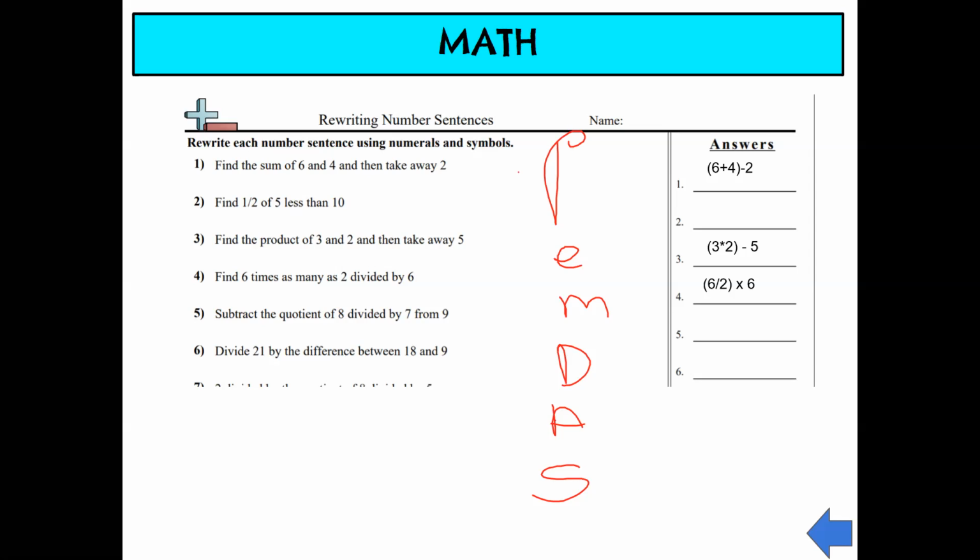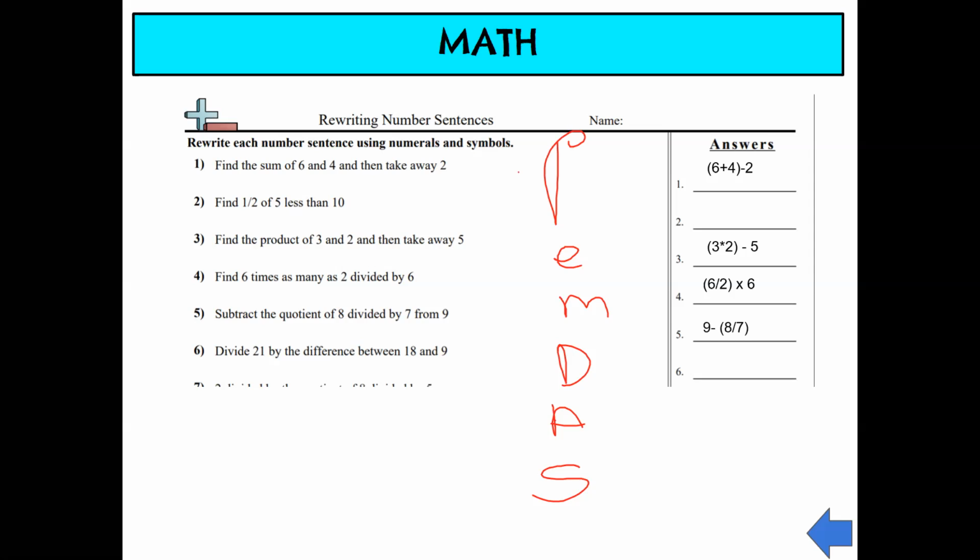Now let's look at number 5. Number 5 says subtract the quotient of 8 divided by 7 from 9. So again, we are dealing with words that let us know what we need to do first. So quotient of 8 divided by 7 means we need the answer to what 8 divided by 7 is, okay? Because quotient is the answer to a division problem. So I would then put 8 divided by 7 in parentheses, okay? And then whatever that is, I would subtract it from 9.